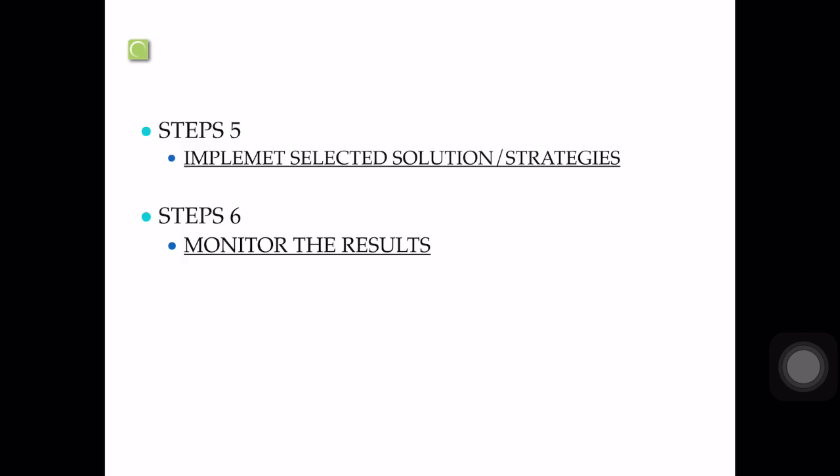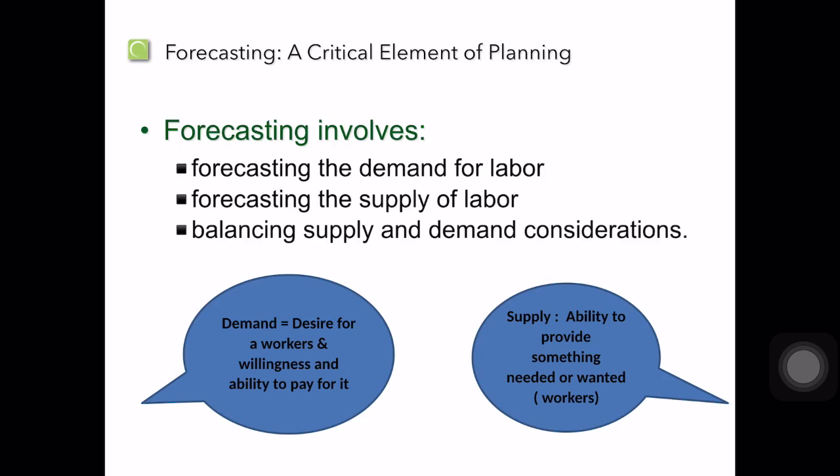Step number 5 ni adalah implement the selected solution ataupun strategy. So basically untuk step number 5 ni, dia punya reference dia adalah untuk the next slide lah. So ini kita katakan dengan dia punya step number 5. Kalau you tengok step number 5 ni, dia kata forecasting a critical element of planning. So forecasting ni involve apa sebenarnya? Benda yang sama diulang balik.